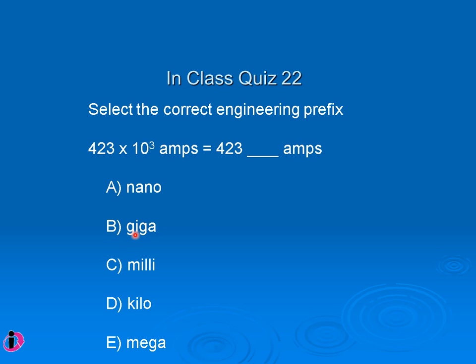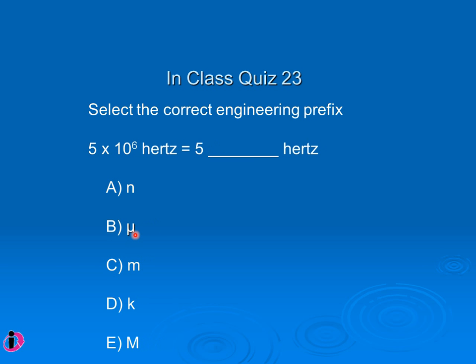Ten to the power 3. So the right answer is kilo. So 423 kilo amps. Ten to the power 6. So that is mega, right? So the right answer is M, capital M. Be careful, small m is milli. So right answer is E.